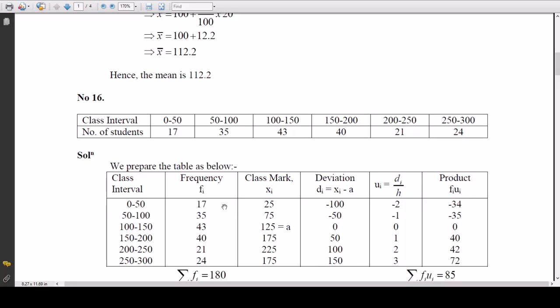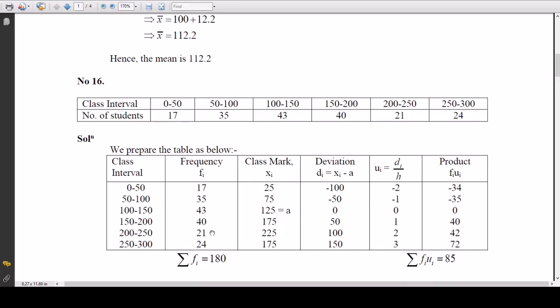Now the product of fi and ui: 17 multiplied by minus 2 is minus 34. 35 multiplied by minus 1 is minus 35. 43 multiplied by 0 is 0. 40 multiplied by 1 is 40. 21 multiplied by 2 is 42, and 24 multiplied by 3 is 72.